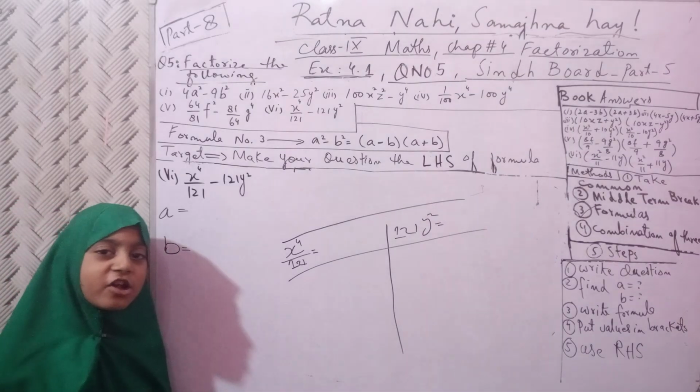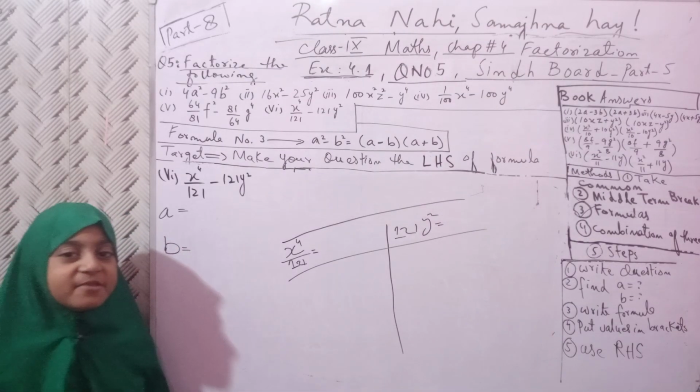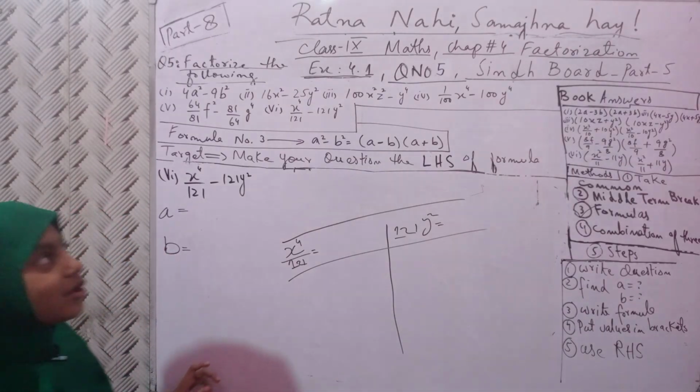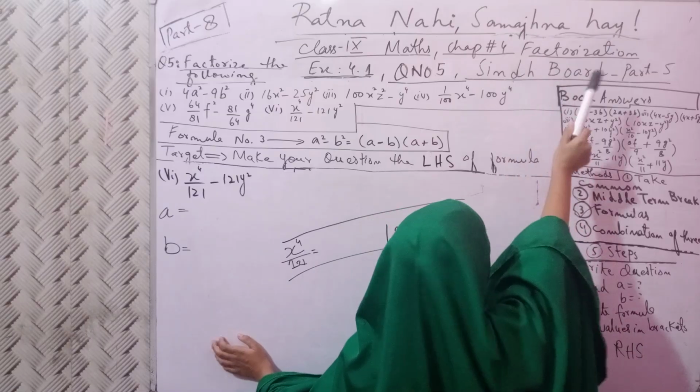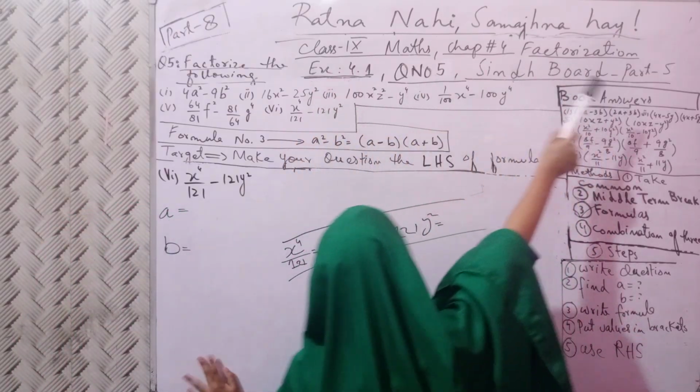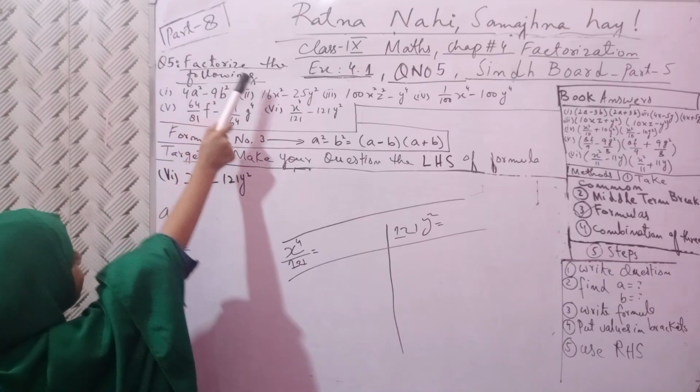I am a student of class 3. My school name is Faizan Islamic School System, Hyderabad, Pakistan. Today we are going to learn class 9 math chapter number 4, factorization. Exercise 4.1, question number 5, Sindh Board part 5. Question number 5, factorize the following.